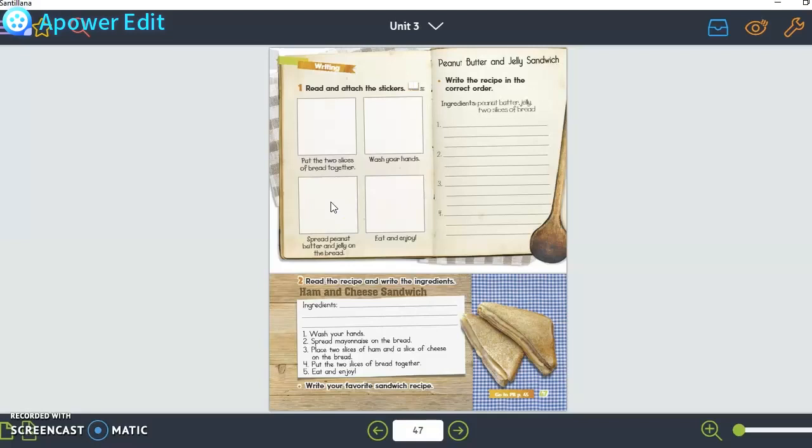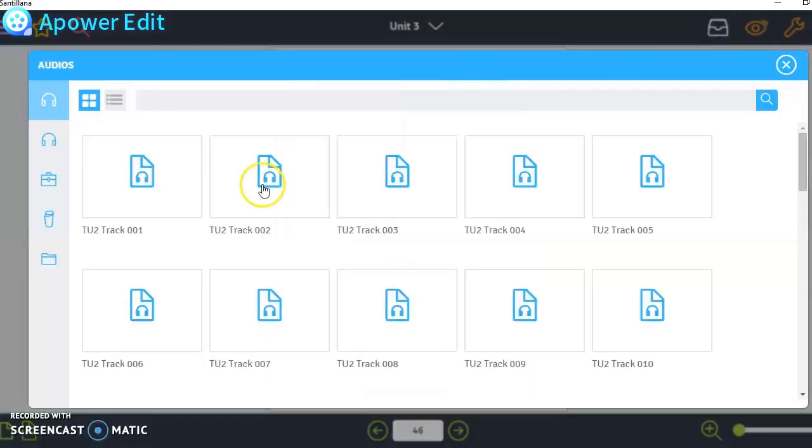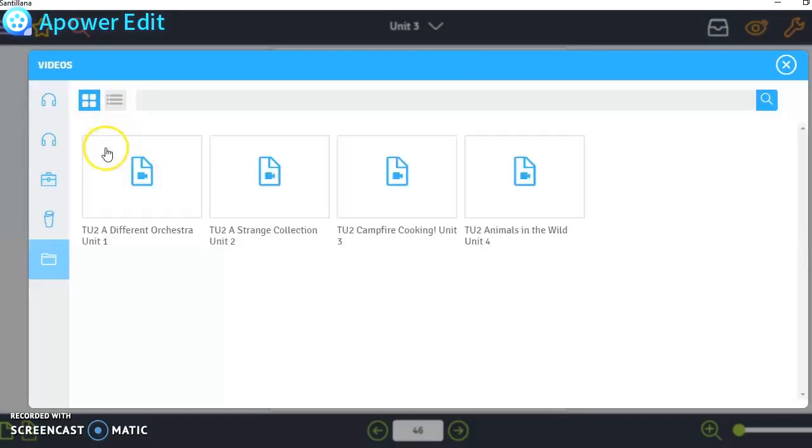A sandwich, and not a ham and cheese sandwich, because if you can read the ingredients, it is a peanut butter and jelly sandwich. Well, you have to go to 3E, a student resource book, and complete this page and after write the recipe. That's all. And we are gonna watch the video number 3 only to remember and to work our student resource book. Let's watch it.